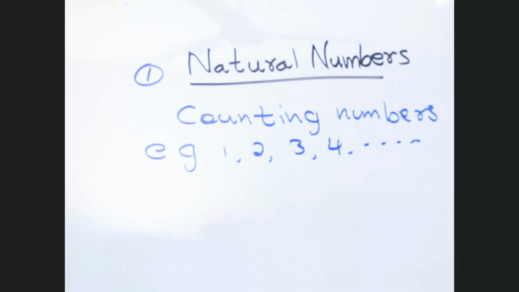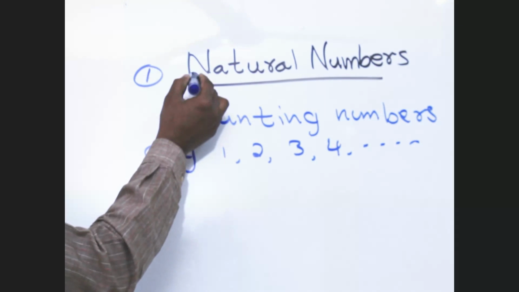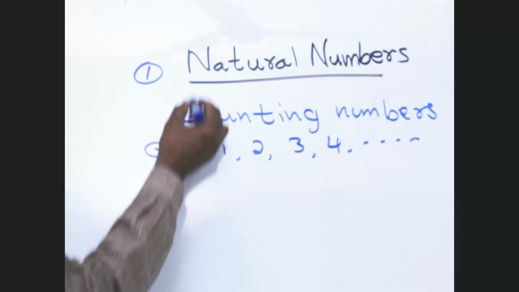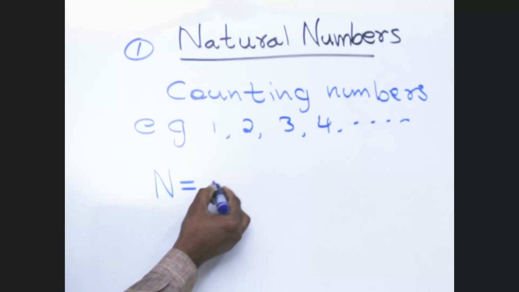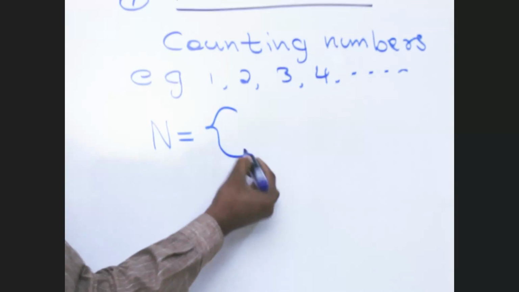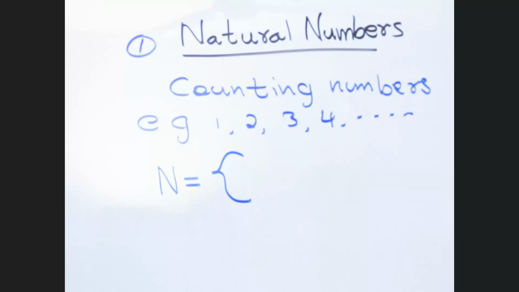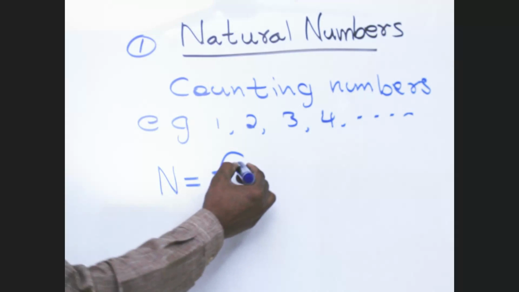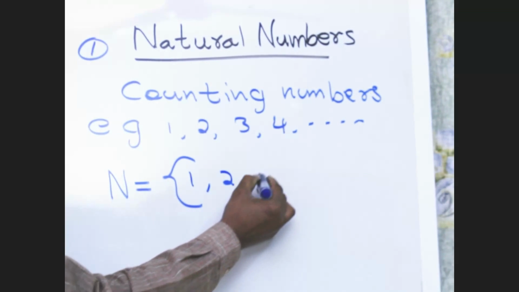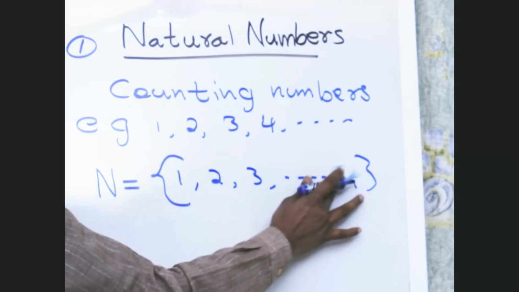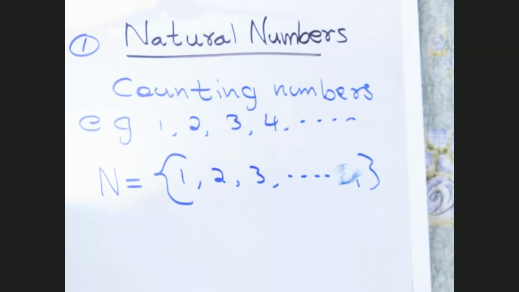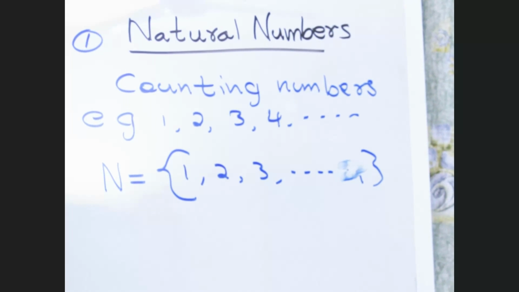And the important thing is this is represented by the capital letter N, because it starts with the letter N. N is a set of natural numbers. So N is equal to, we can write like this, 1, 2, 3, 4, etc. We can close this. That is the natural number.